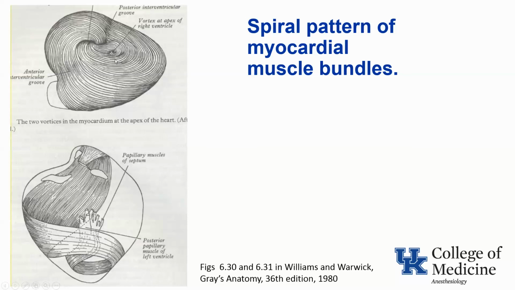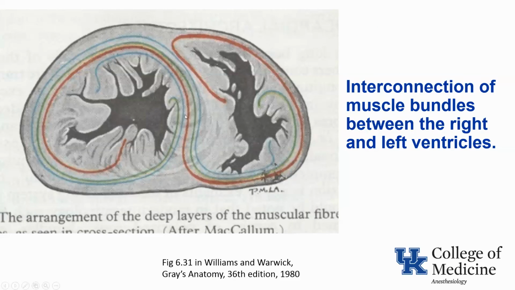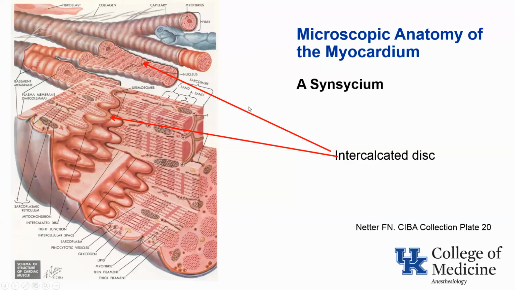It is interesting that the muscles of the heart are arranged in a spiral fashion, and they interconnect both the right and the left ventricle. And this shows the pattern of the spiral flow of the myocardium between the left ventricle and the right ventricle.